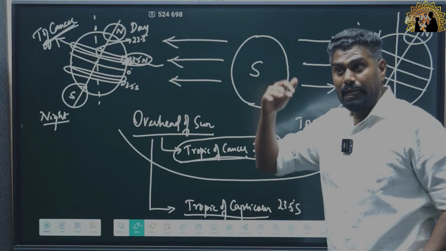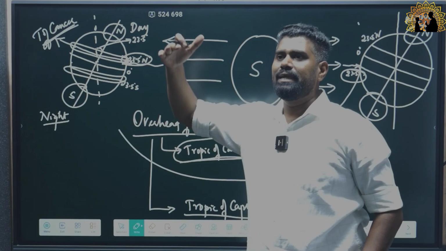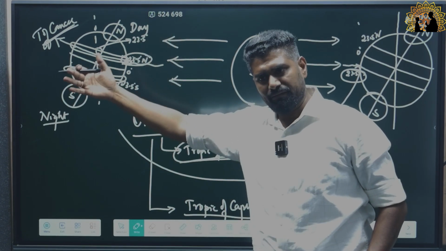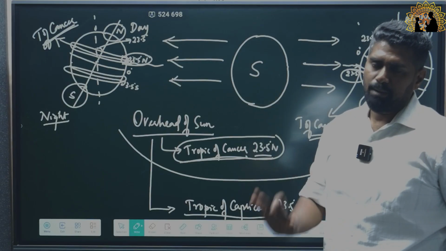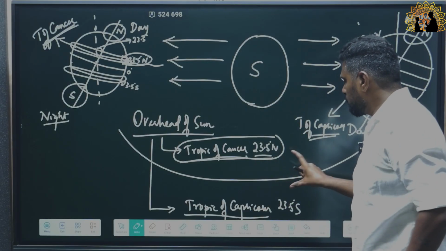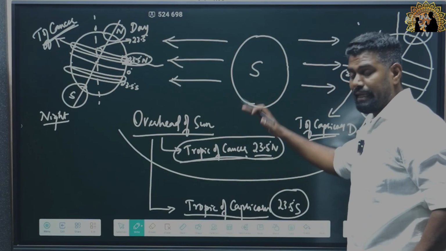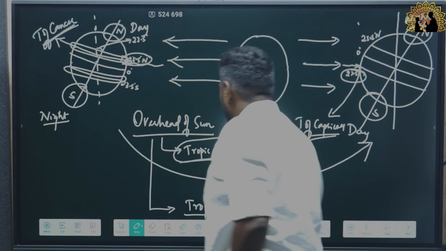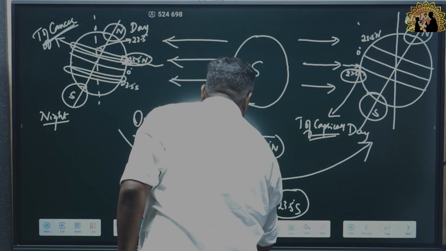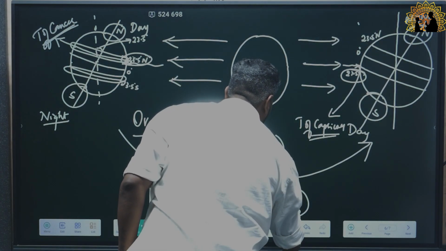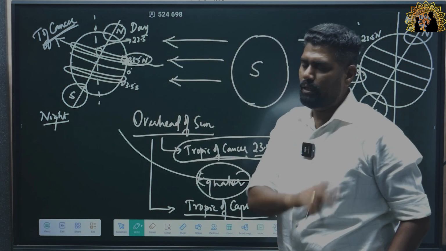So the extreme limits where your overhead of the sun is going to be in the northern hemisphere is on the Tropic of Cancer, and in the southern hemisphere, it is going to be on the Tropic of Capricorn. Okay, so these two things you have to know importantly. But when it is moving, the overhead of the sun will come on the equator two times. Okay, on the equator two times.